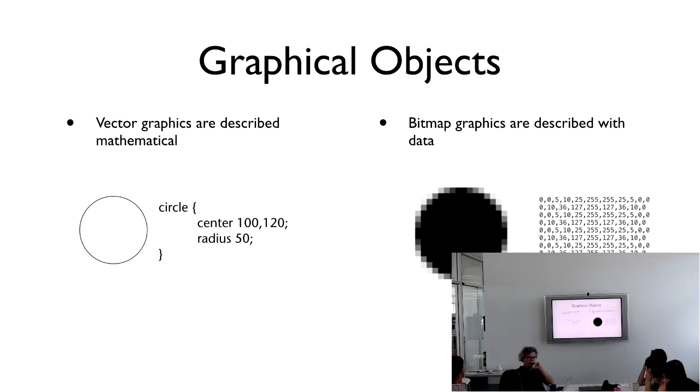So if we want to represent a circle, we can either do it in a mathematical way. We could say this is the center of the circle and it has a radius of something. Right? It's a mathematical representation. Or you represent this in the form of a bitmap, which means that you have pixels, and each pixel is represented with a number, which in this particular case indicates the darkness of that particular pixel.